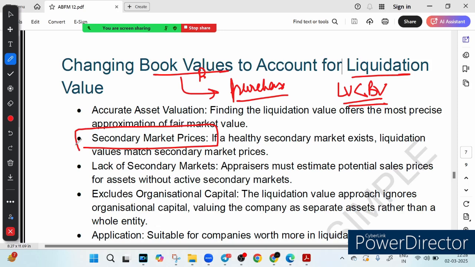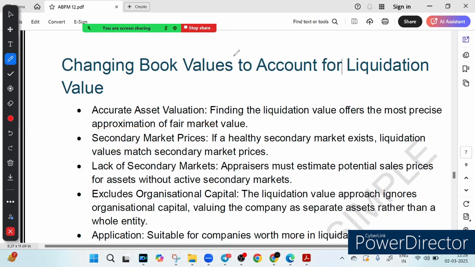That if an asset has a strong resale market, its liquidation value is close to the secondary market price. So suppose an asset has a strong resale market. Some assets have a resale market where you can resell the product, like some vehicles, house. So liquidation value is close to the secondary market price. For example, a second-hand car dealership can easily sell used cars at market rate.